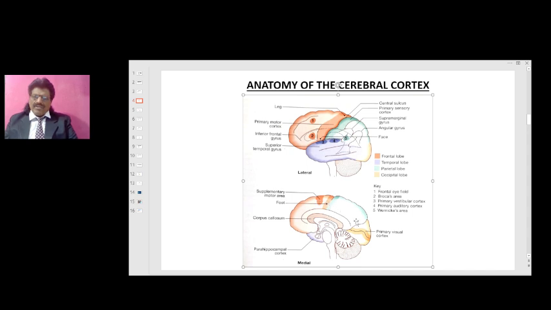And then in the occipital cortex, here we have the primary visual cortex, and then we have the parahippocampal cortex here, one of the oldest components of the cerebral cortex. The hippocampus plays a very important role in memory, and its destruction causes seizure generation. So these are the important aspects of the anatomy of the cerebral cortex.